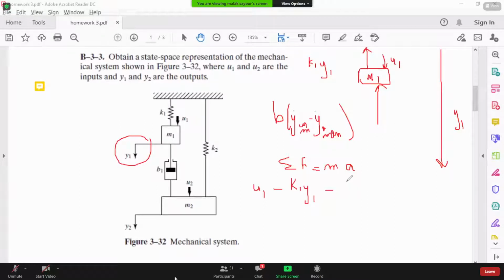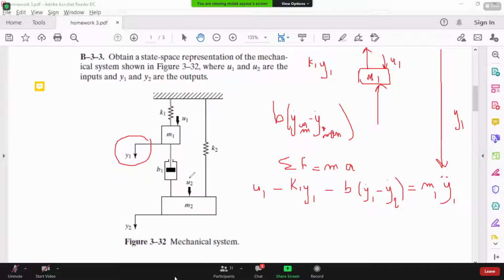minus B times Y of my mass, which is 1, so Y1 dot minus Y2 dot. And this will be equal to M1, the mass of my system, times the acceleration of my mass, which is the double derivative of Y1. Then we group all the inputs together and the outputs together, and we will have M1 Y1 double prime plus B times (Y1 dot minus Y2 dot) plus K1 Y1 equal to U1.